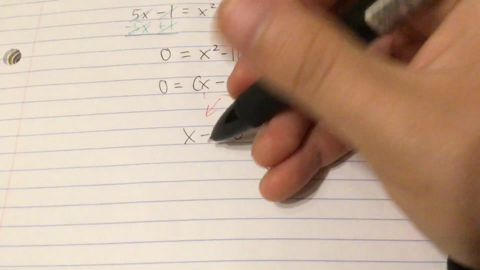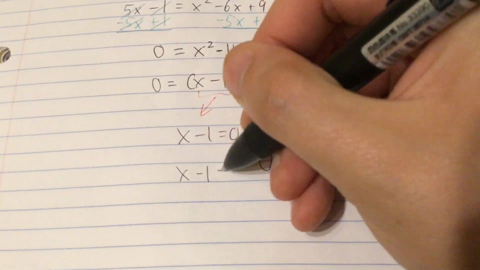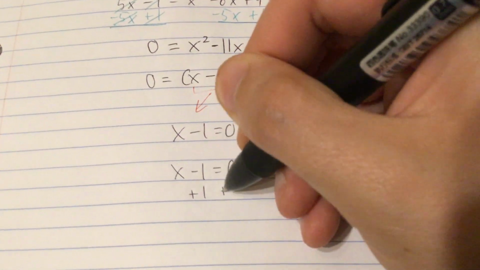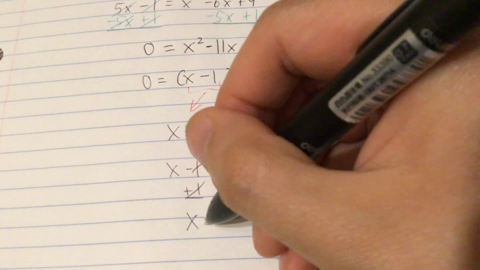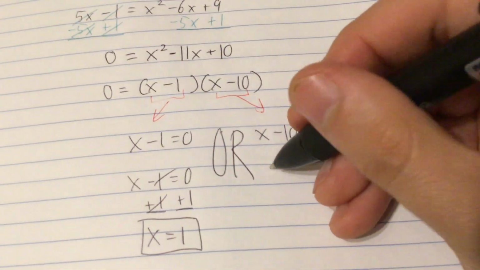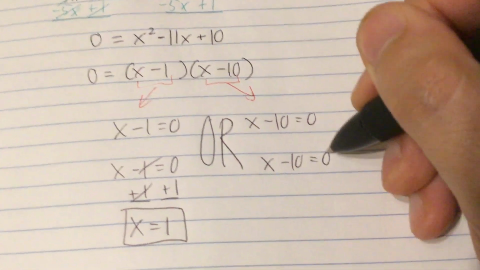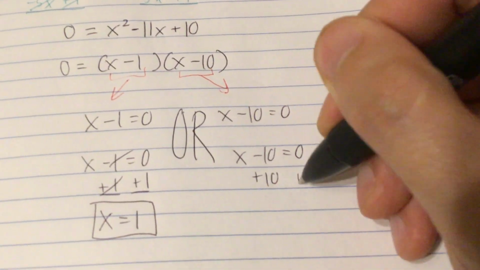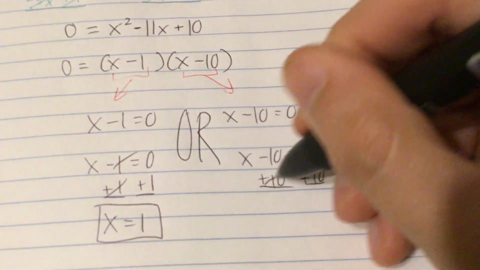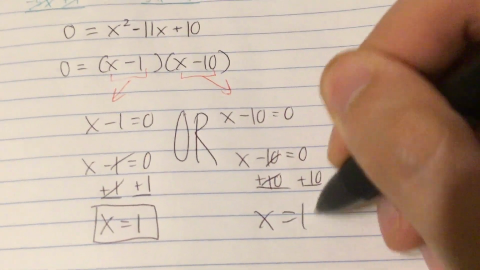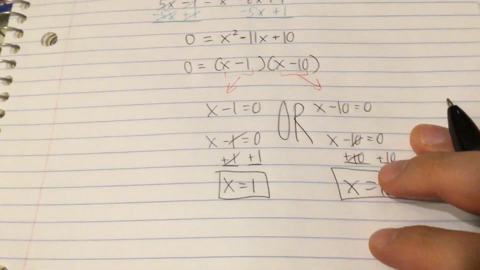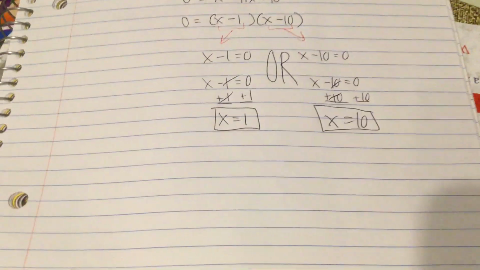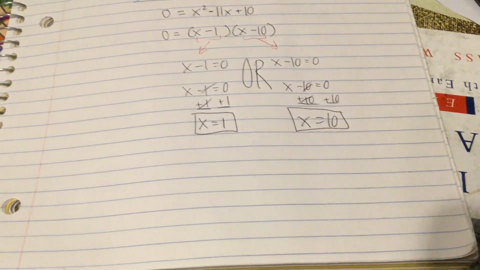Now, solve for x. I'm going to add 1 on both sides and get x equals 1, hopefully. That's a solution. And then x minus 10 equals 0. I'm going to add 10 on both sides and get x equals positive 10. And hopefully that's a solution. But the directions will say solve for any extraneous solutions. So let's plug it back in.